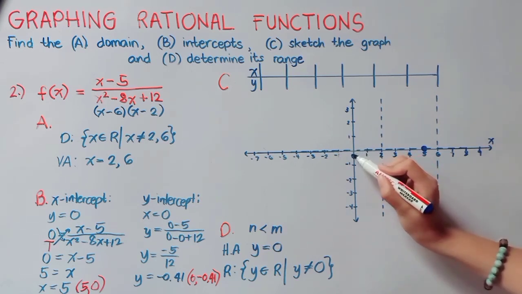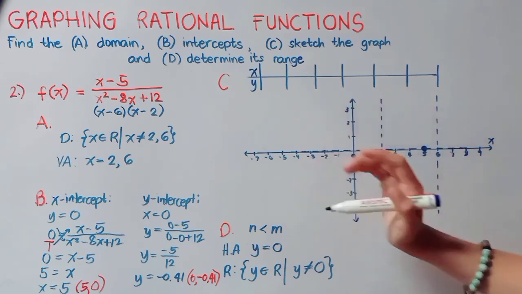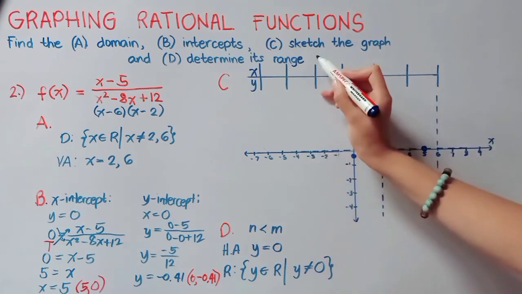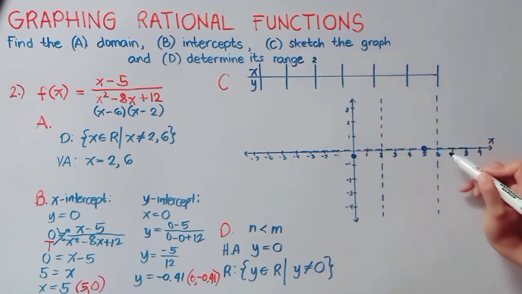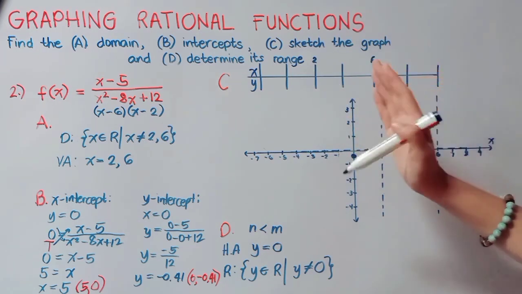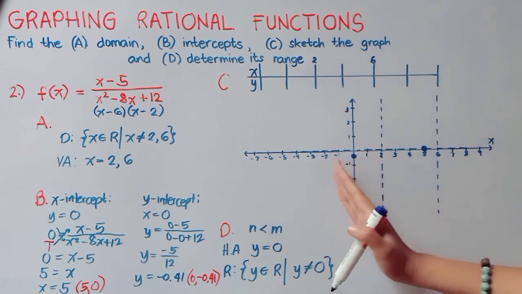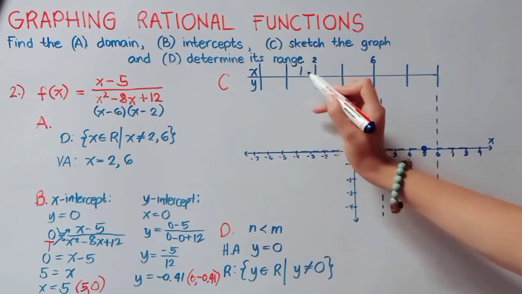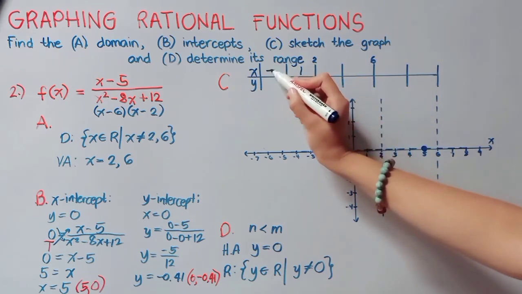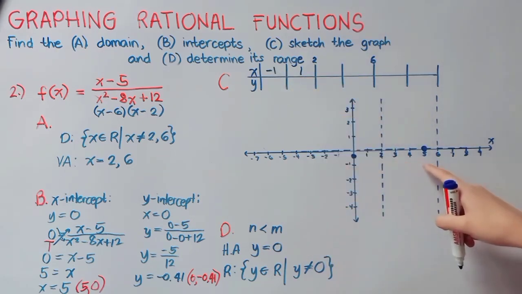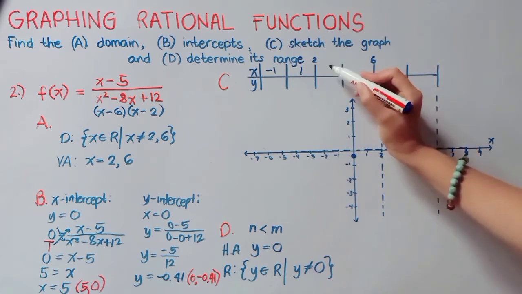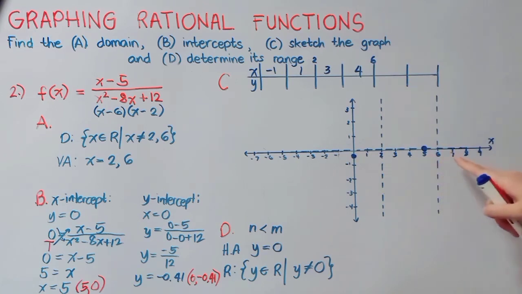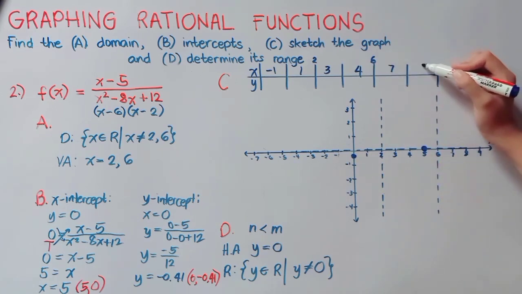Now let us proceed to our table of values. We have to get 2 points from these regions. So let's start here. Our boundary is 2 and our other boundary is 6. From this side we have positive 1. We cannot have 0 anymore, so let's have negative 1. And then from here we have 3, 4, and 5 is already a point. And then 7, 8.